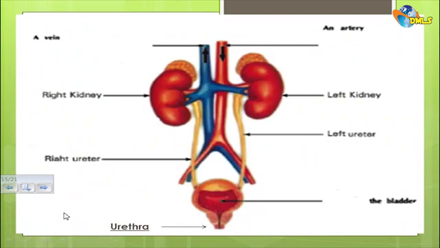Okay, you have here the urinary system. The structure of the urinary system consists of number one, vein, this red one, this blue one, sorry, and artery, right kidney, left kidney, right ureter and left ureter, urinary bladder and urethra.